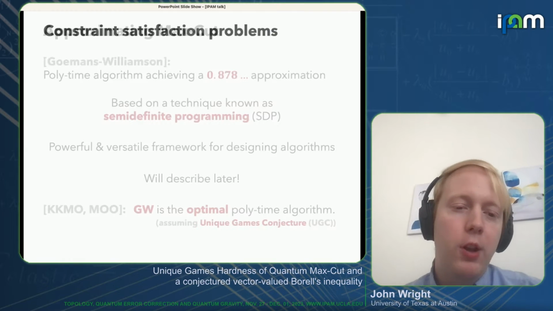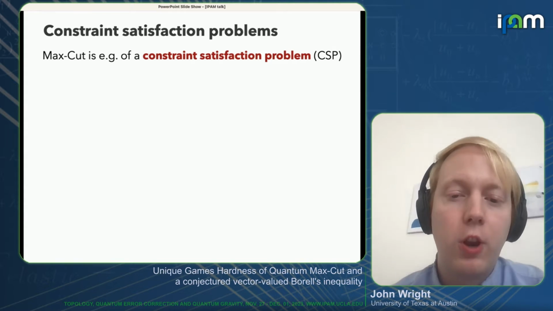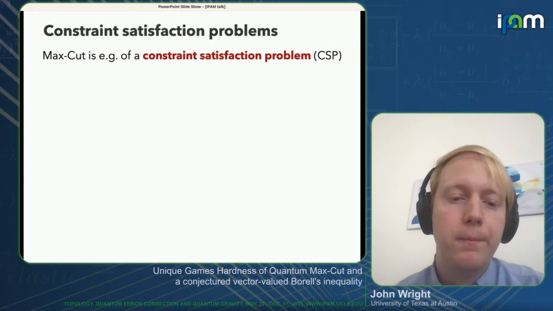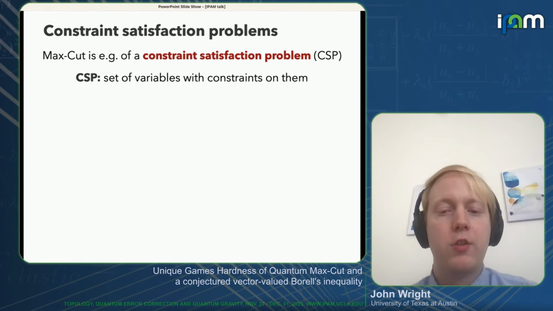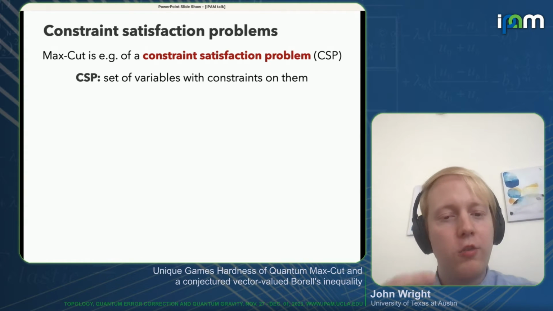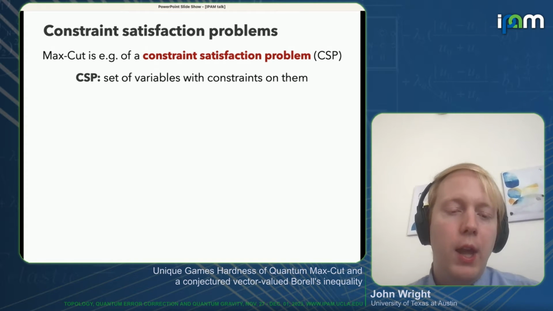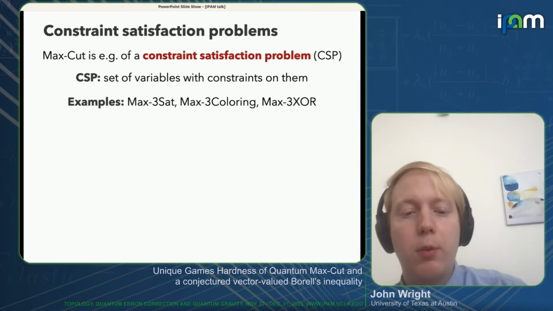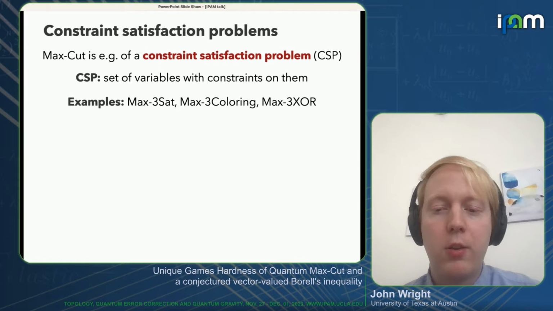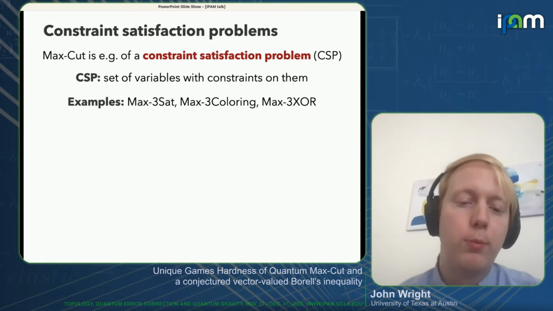Okay, so max-cut is a specific example of a more general class of problems known as constraint satisfaction problems, or CSPs. A CSP in general is just a set of variables with constraints on them. In max-cut, your variables are each of your vertices, and the constraints are that neighboring vertices should get different values. And there are many, many examples of constraint satisfaction problems in CS. For example, max 3-SAT, max 3-coloring, max 3-XOR, these are all classic examples of constraint satisfaction problems.